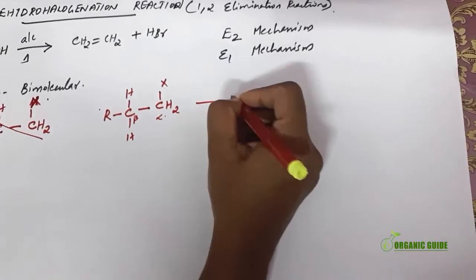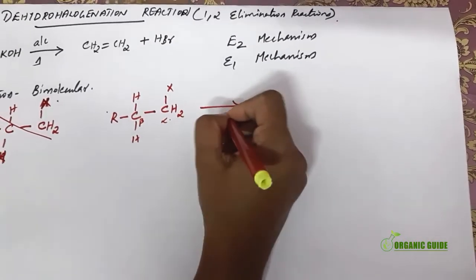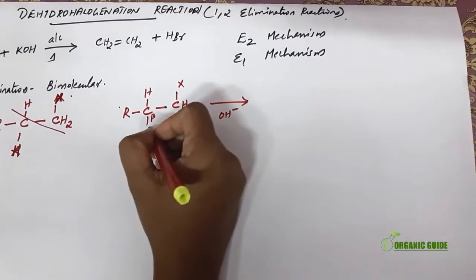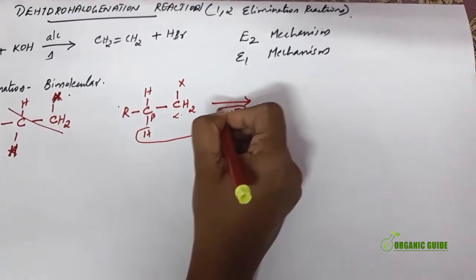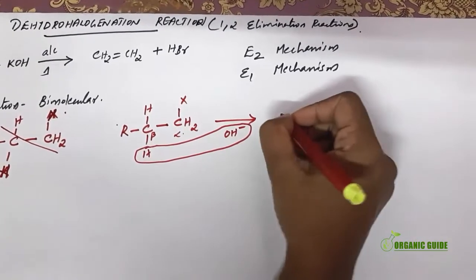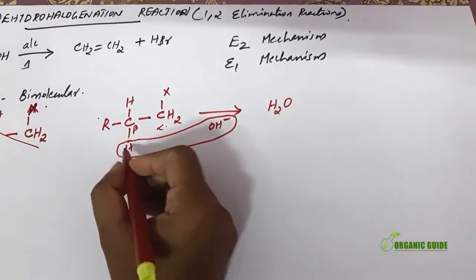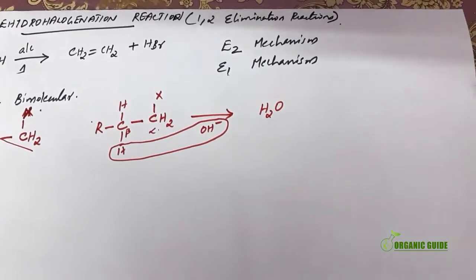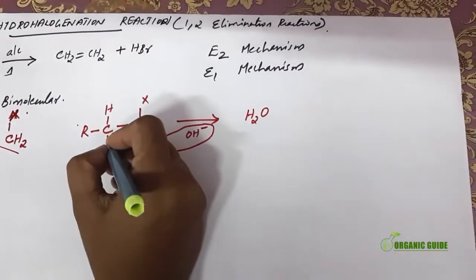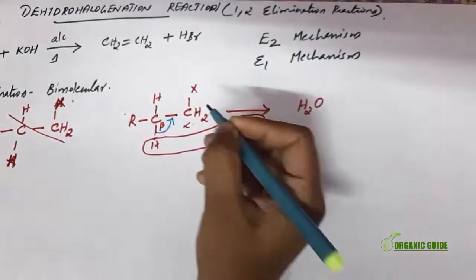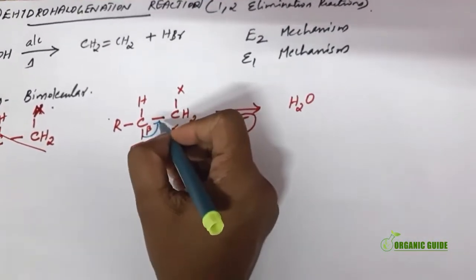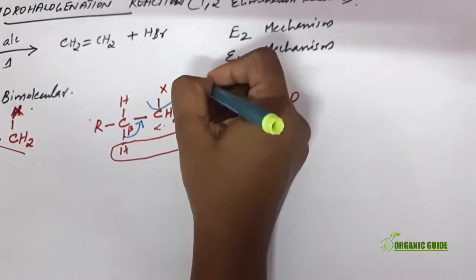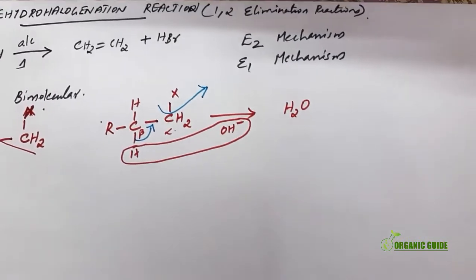Okay, it will react with a base, and this base will attack this hydrogen and abstract it as a proton, and will be eliminated as water. This hydrogen is abstracted as a proton, and this bond shifts to the next carbon, and this halogen will be eliminated as X minus ions.